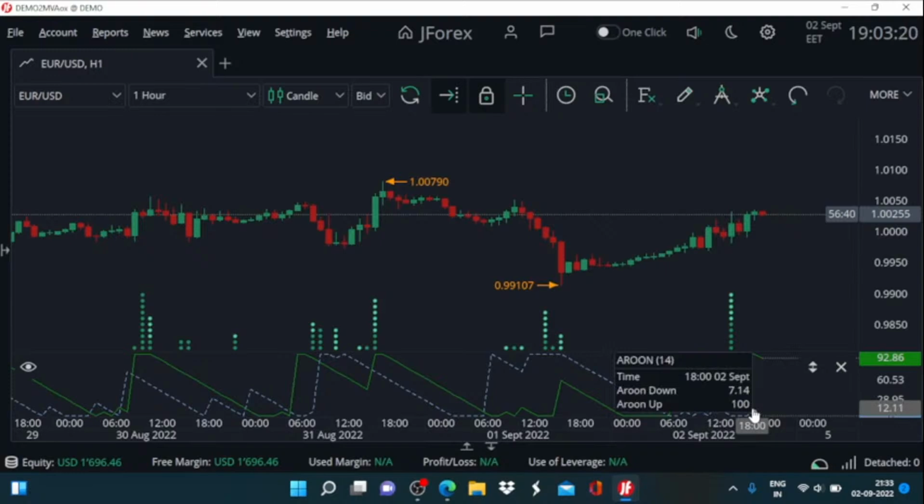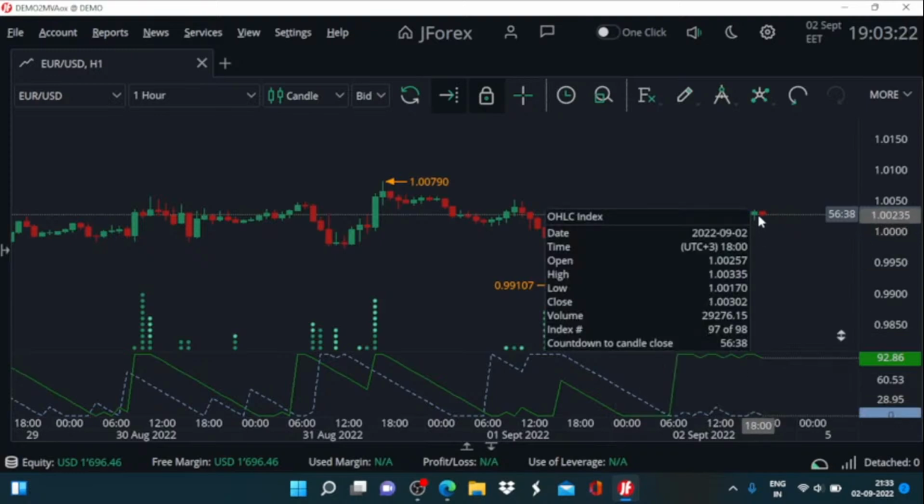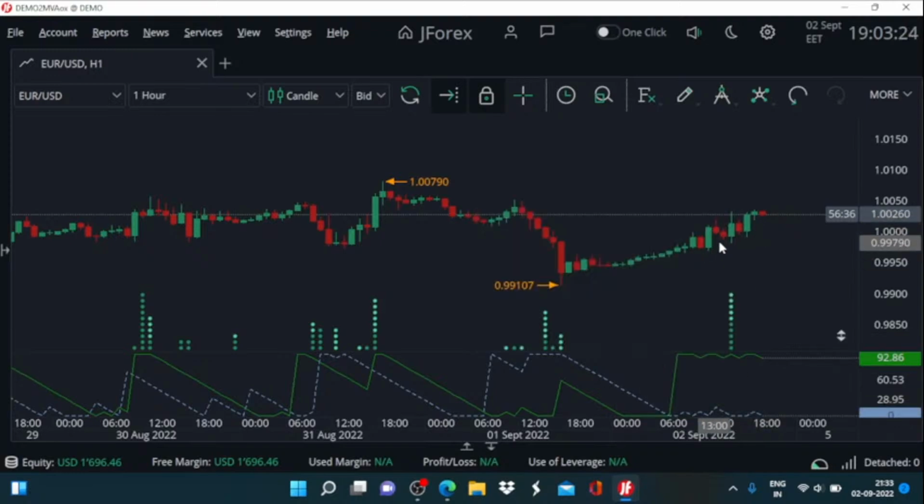And it simply measures, the AROON up measures the last high formed during this calculation period. So we have 14 as our calculation period. That means these last 14 hourly candles will be considered, and whatever is the high formed, accordingly we will see that being reflected in this AROON up indicator. If the current candle's high is the highest of these last 14 candles, then the output of the AROON up will be at 100.